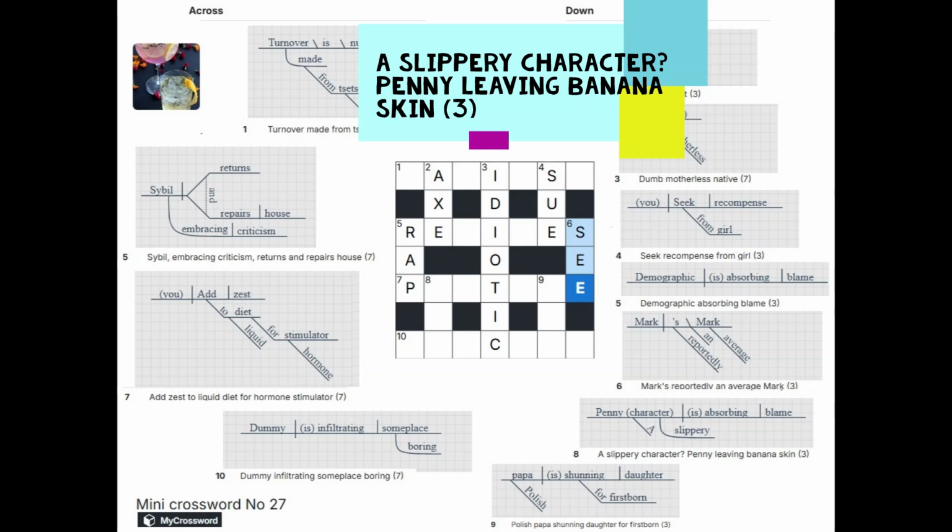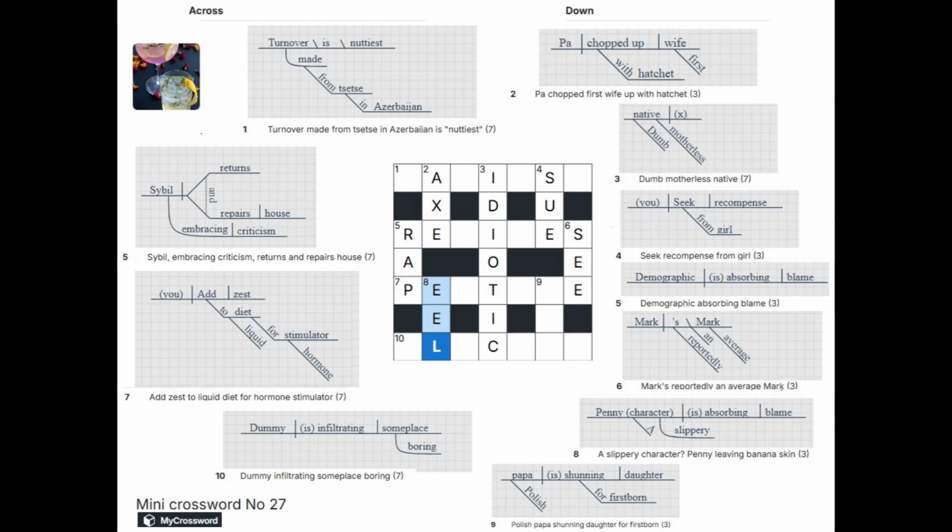Number 8, a slippery character, penny leaving banana skin, 3 letters. We're going to take the penny out of the word for banana skin, peel. We're going to remove the P because penny can be formally, in a dictionary, abbreviated to a P. And we're going to take the P out of peel and get a slippery character, or eel. And this one was somewhat interesting to diagram just because this is somewhat of a rare construction as far as a question and then a partial response answer. So this one was a little bit trickier to diagram. We have in a positive character renaming the subject penny and so on.